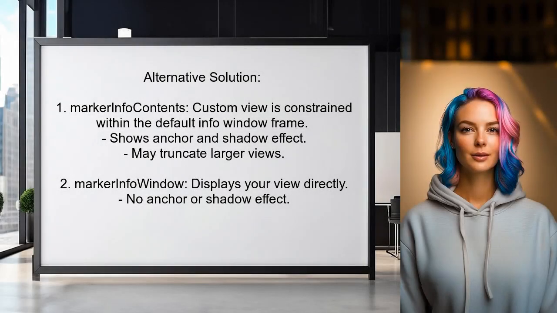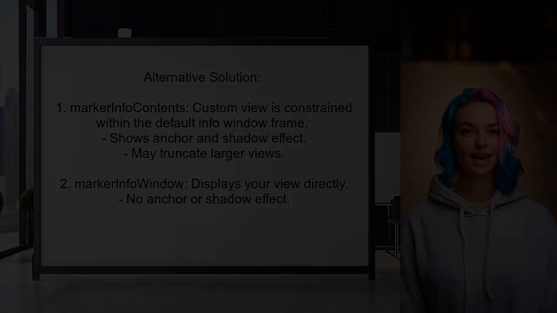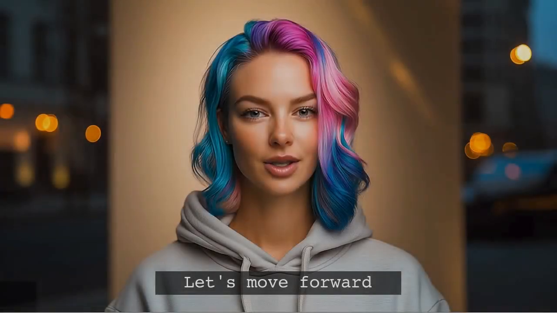This user explains that when using markerInfoContents, your custom view is constrained within the default info window frame. This is why it shows the anchor and shadow effect. However, if your view is larger than the default window, it may get truncated. In contrast, markerInfoWindow allows your view to be displayed directly without those constraints, which is why it doesn't show the anchor or shadow. Let's move forward and look at another answer.